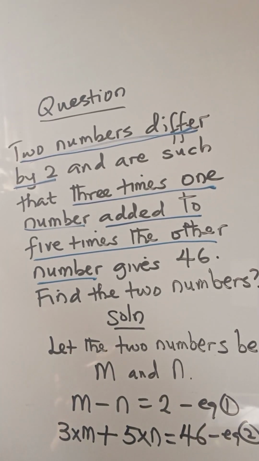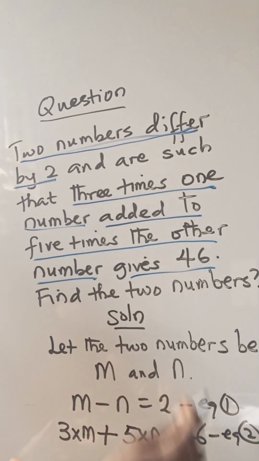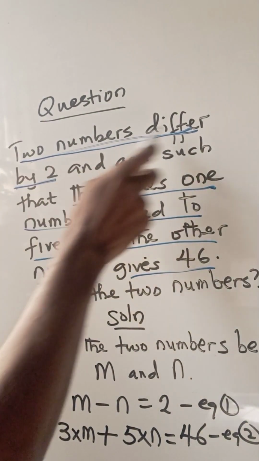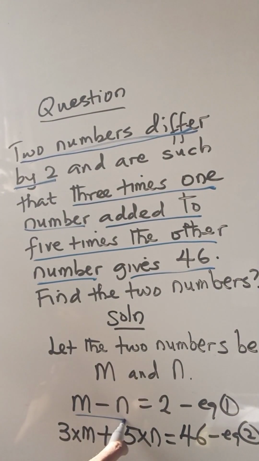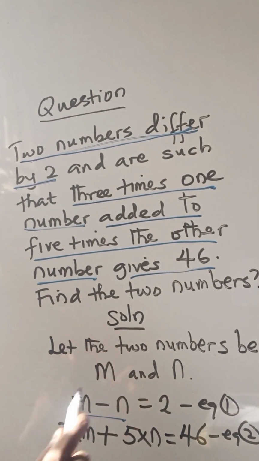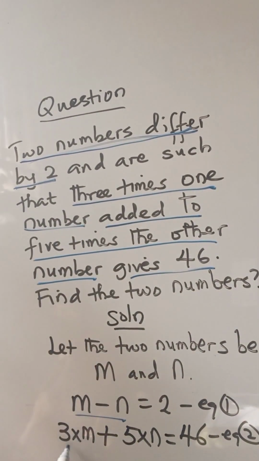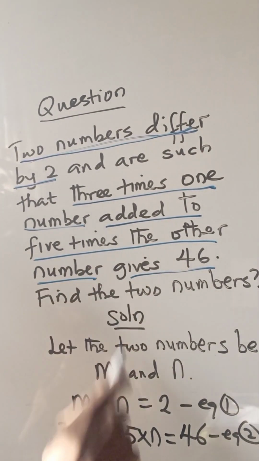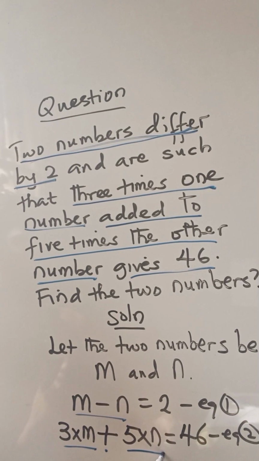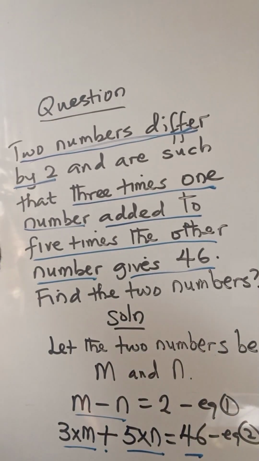So we've been able to interpret the statements into a mathematical problem. Two numbers differ by 2, so their difference is equal to 2, like the equation said. 3 times one number, so this is 3 times m. Added is the addition to 5 times the other number, so 5 times n gives us 46. So having interpreted this into a mathematical problem, we can now further solve the question.